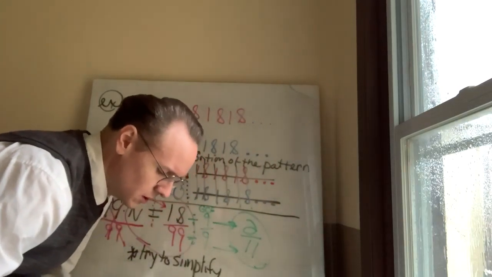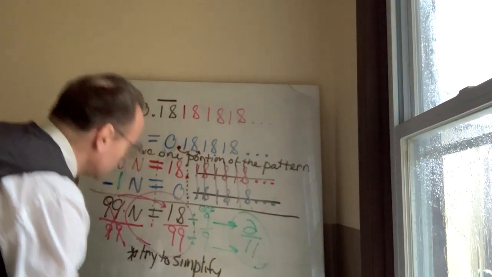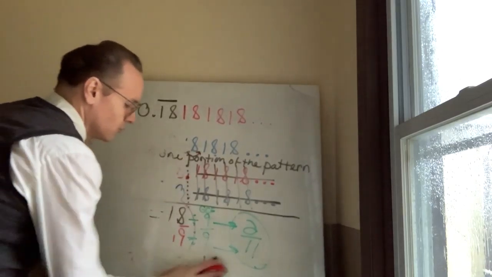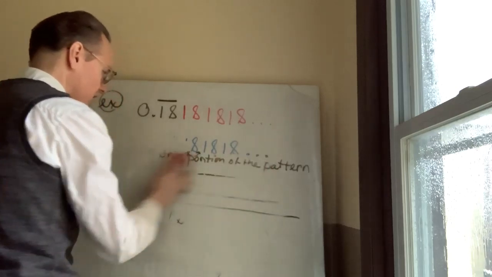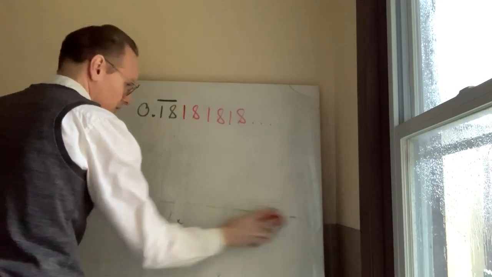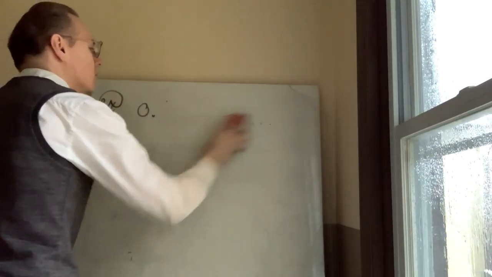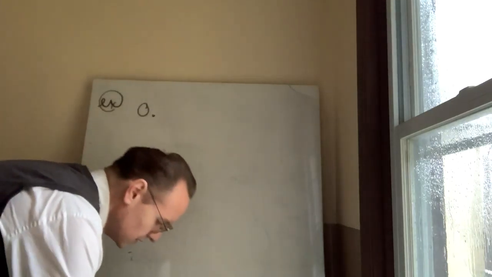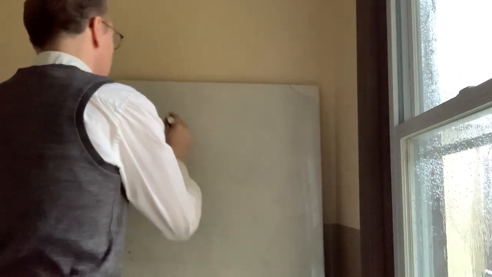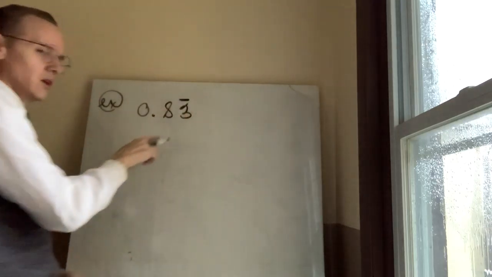Let's do one more situation where you have a repeating decimal, but it doesn't start immediately after the decimal point. It starts a little bit deeper, a little bit farther to the right. Suppose you had this: 0.83 and the bar was only above the 3.